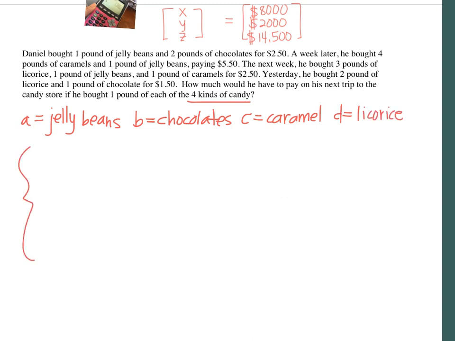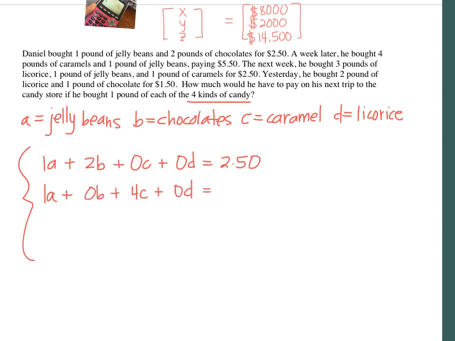Now when we set up our system here, we're going to go for the totals. So a pound of jelly beans, that's 1A, 2 pounds of chocolate, that's 2B. But remember, all of the other variables need to be accounted. So that means 0 caramels and 0 licorice for a total of $2.50. A week later, he bought 4 pounds of caramels, so that's 4C, and 1 pound of jelly beans, that's 1A, but he didn't buy anything else. So that would be 0B and 0D. The total of that was $5.50.